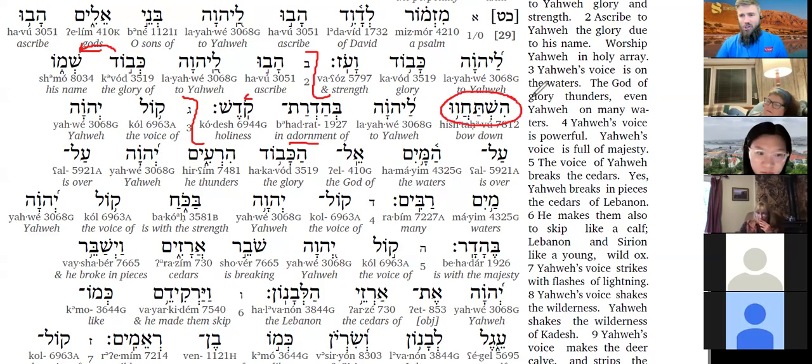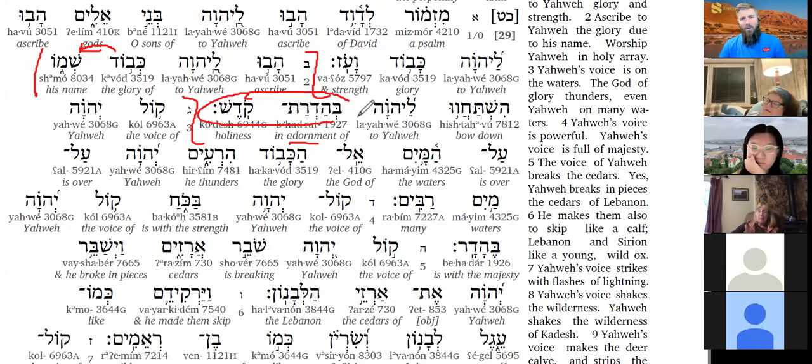Hishtachavu, there's that hish. This is the hishtapel or hishtafel. Bow down or prostrate yourself, Ladonai, Behadrat Kodesh. So I guess these are parallel, right? Havu Ladonai Kvod Shmo, Hishtachavu Ladonai, Behadrat Kodesh. Adornment of holiness. I'd really want to know what exactly this means. Anyone want to take a stab at that? What is Hadrat Kodesh?